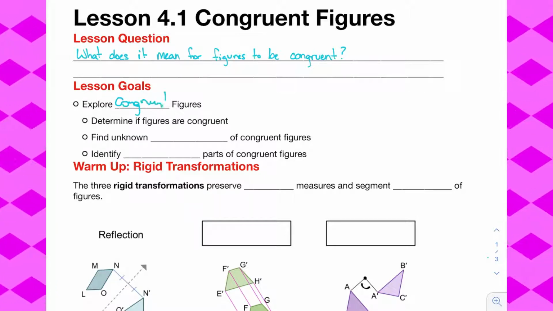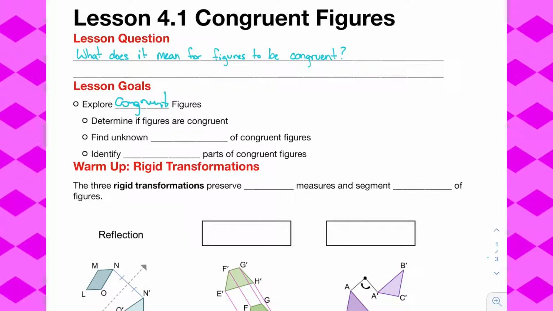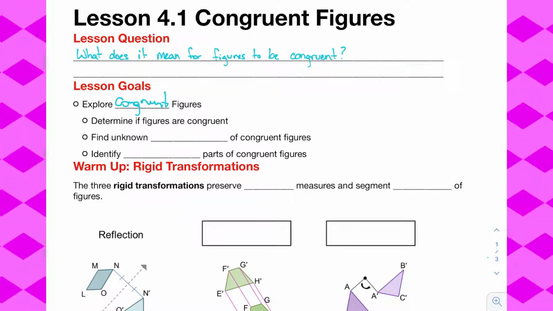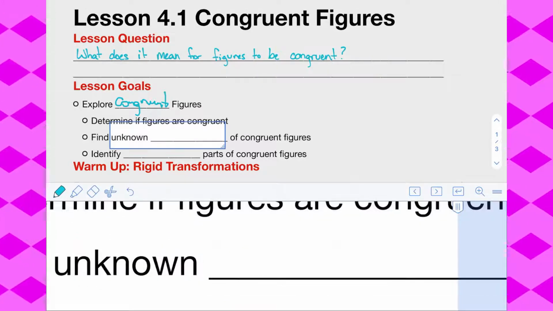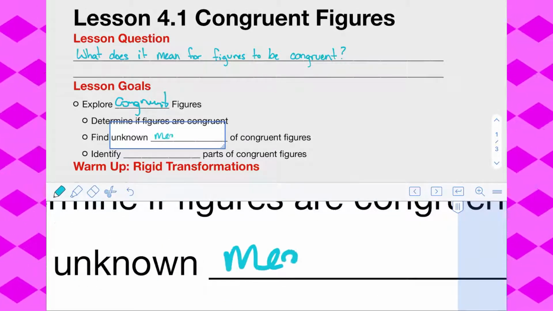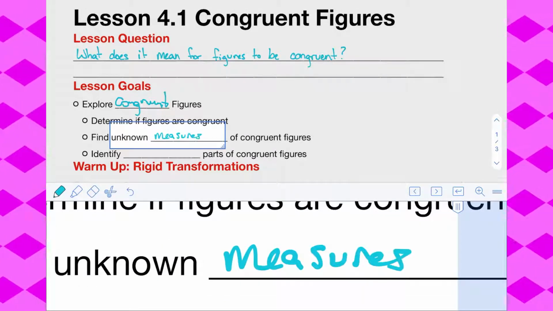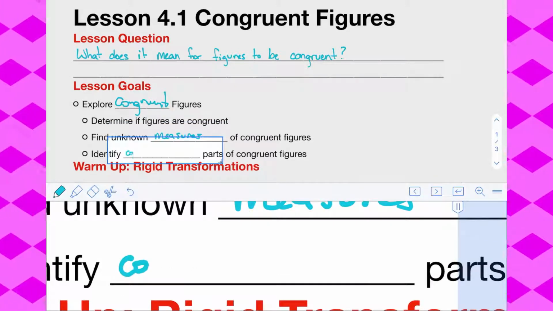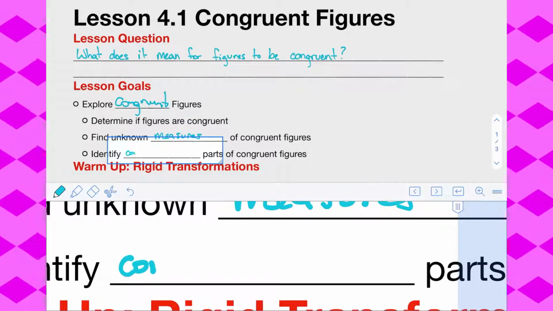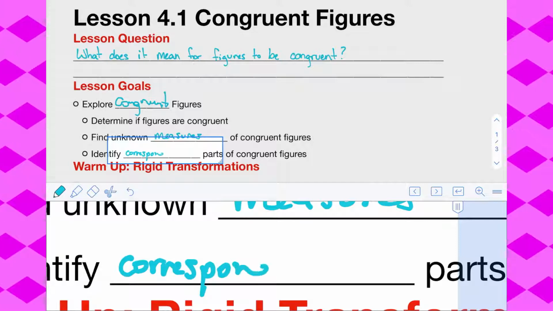Our goal is we're going to explore congruent figures. We're going to determine if two figures are congruent. We're going to find unknown measures of congruent figures. And we're going to identify corresponding parts of congruent figures.